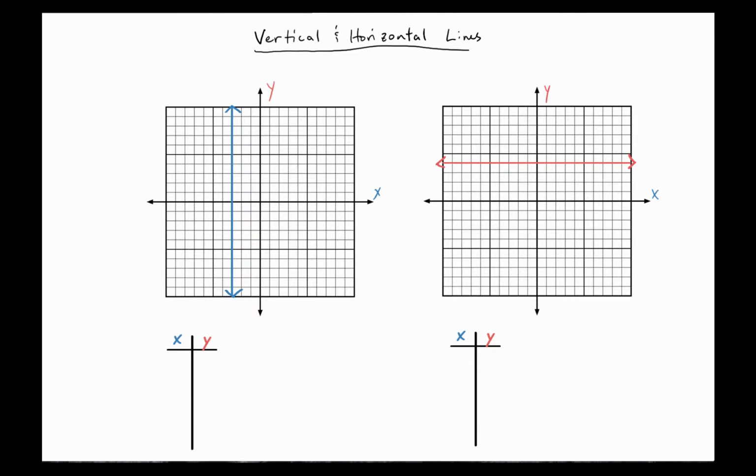So let's take a moment to look at a unique case with lines, when we have a vertical or a horizontal line. Looking at my first line here, that would of course be a vertical line, right? Let's see if we can figure out how we might represent this as an equation. Let's remember that an equation is basically a rule so that we can figure out if a point is on that line or not, right? So let's look at a few points.